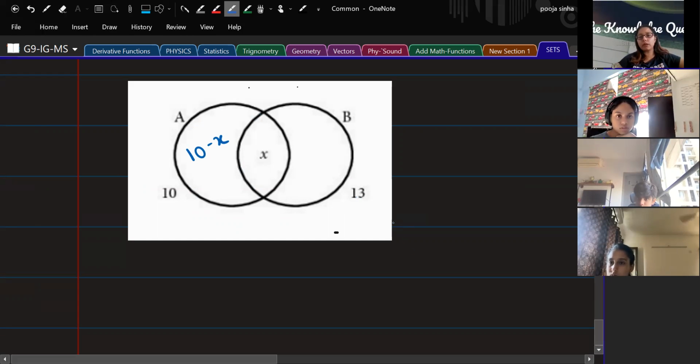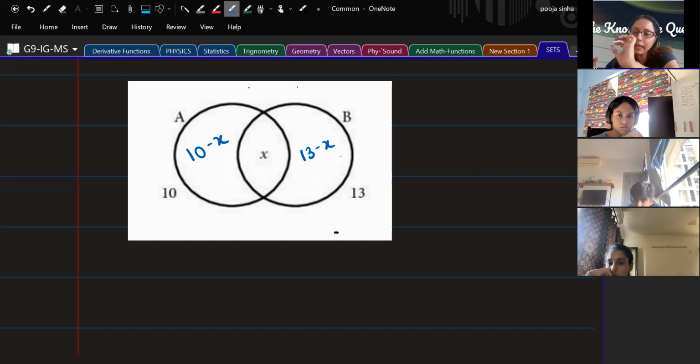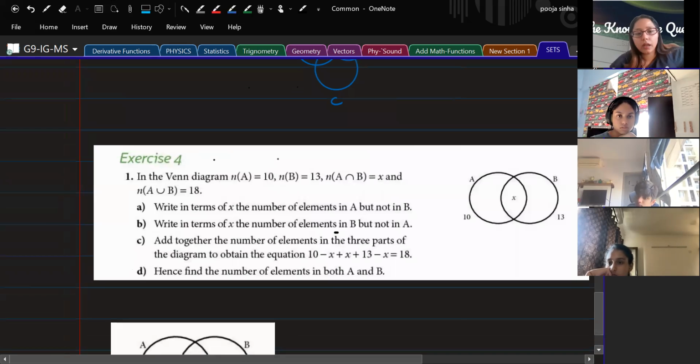What about this one? What can we say for B here? 13 minus x. I'm talking only about this part. It's clear that in full B there is 13, and x is being repeated in both, so we write x separately. So the rest of the part which looks like a moon is 10 minus x and 13 minus x, right? Now it says, write in terms of x the number of elements in A but not in B. That is done, that is 10 minus x. And the number of elements in B but not in A, that is 13 minus x.